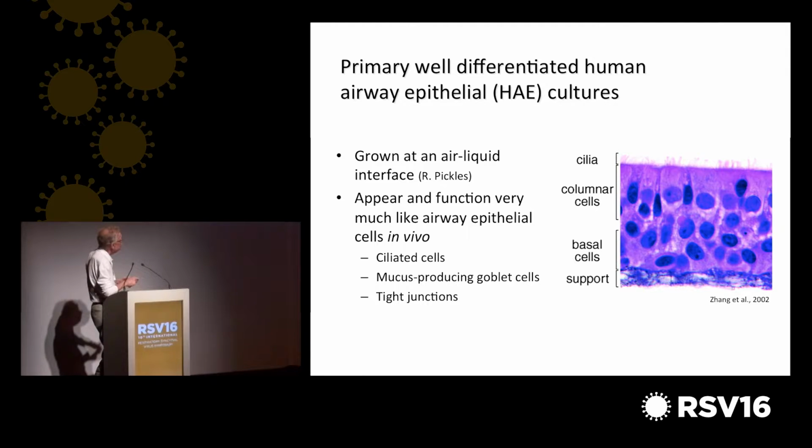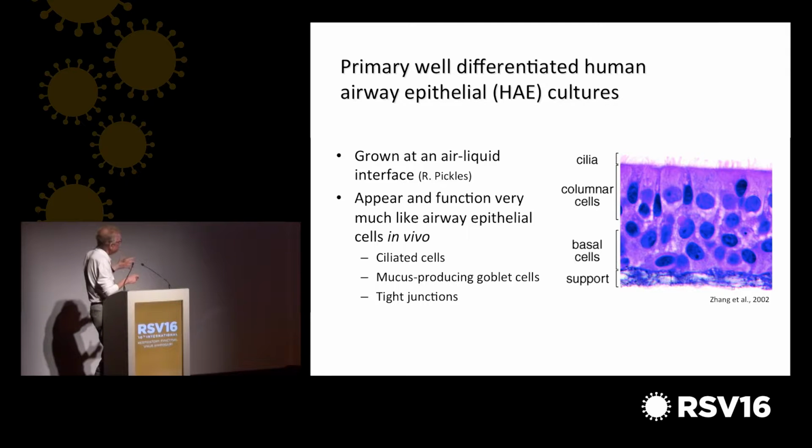And these are cells where we began working, Peter and I, with Ray Pickles at University of North Carolina, where they grow these cells in the air-liquid interface. They appear and function in every way we can measure as the real in vivo airway epithelium in the trachea, the bronchi, and the bronchioles where RSV infects. So they have ciliated cells, and you can see sort of the cilia up here. They're also producing mucus, and mucus covers these cells.